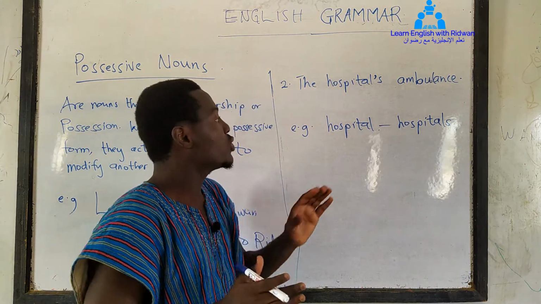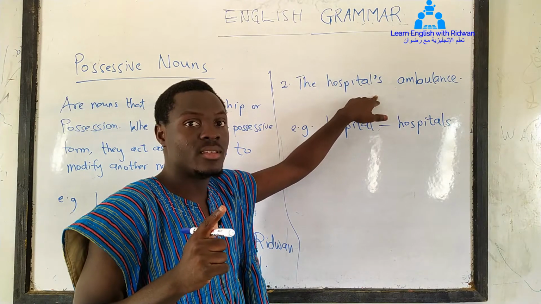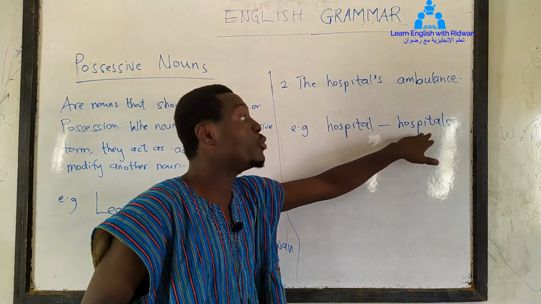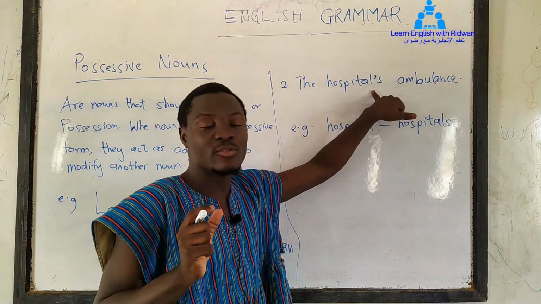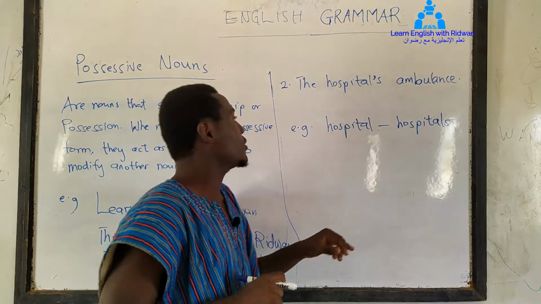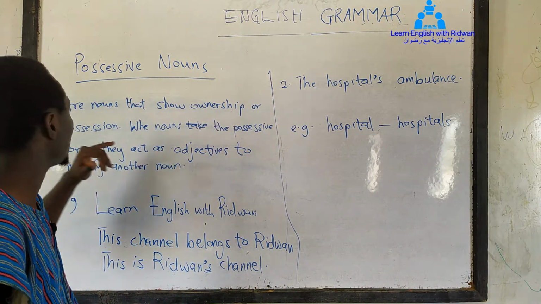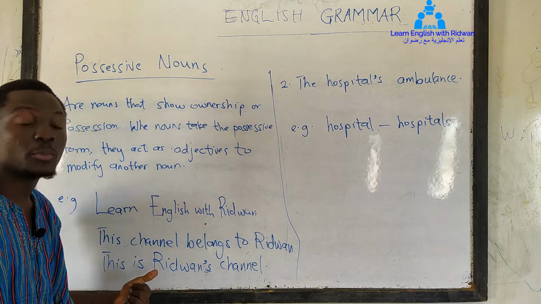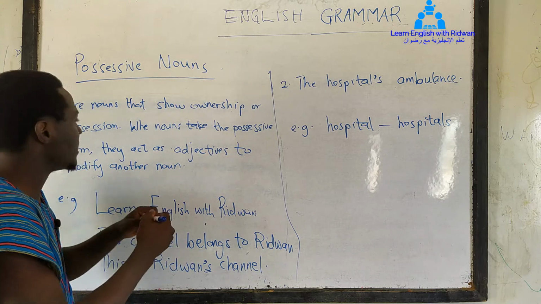So without an apostrophe, then the noun you are describing here simply becomes pluralized and not possessive. So you'll have to take very careful note of this. So like we were saying, possessive nouns are nouns that show ownership or possession. And we've shown you how they show ownership or possession by adding an apostrophe S.